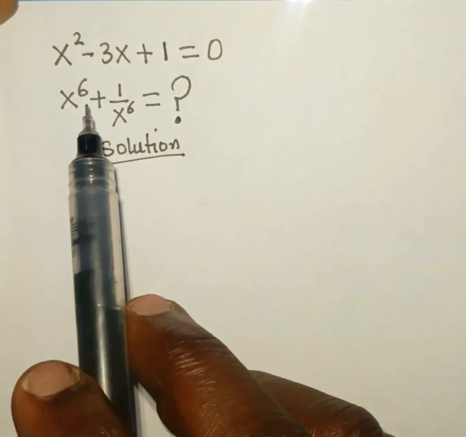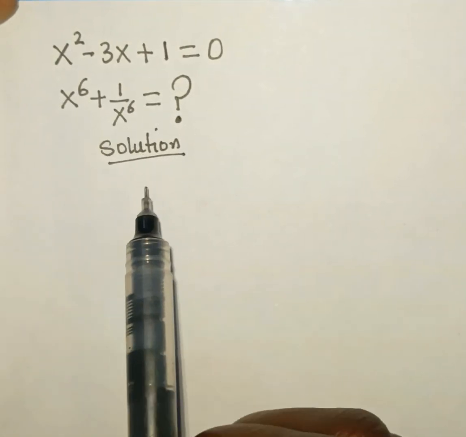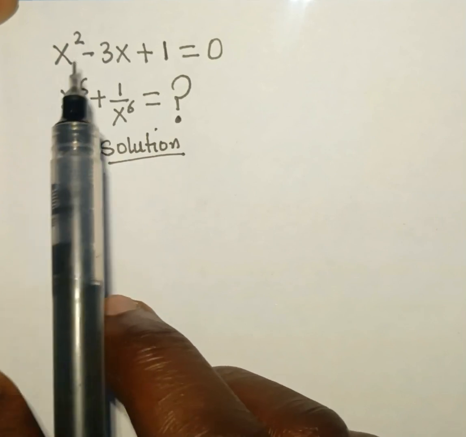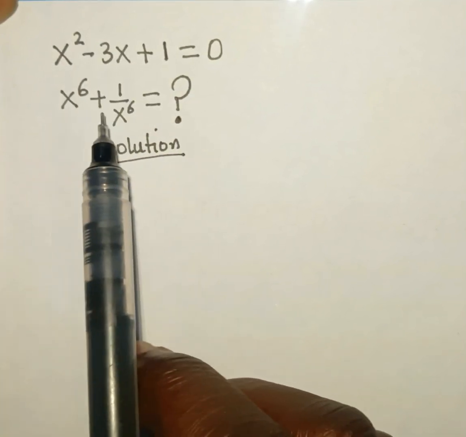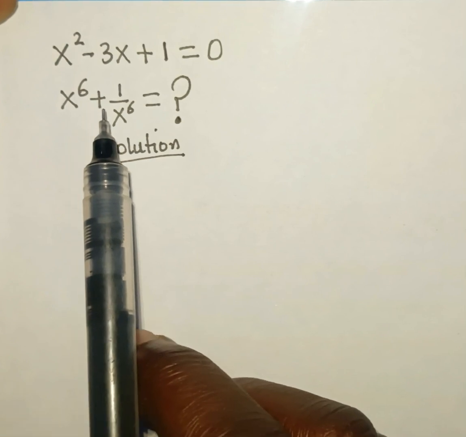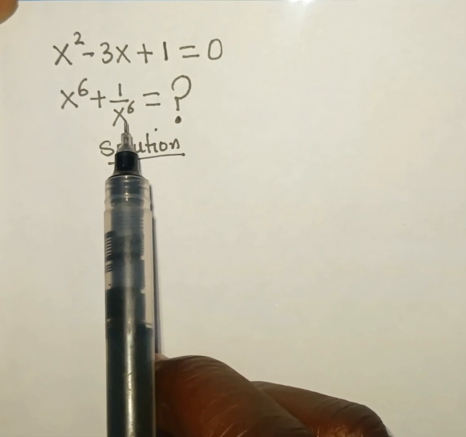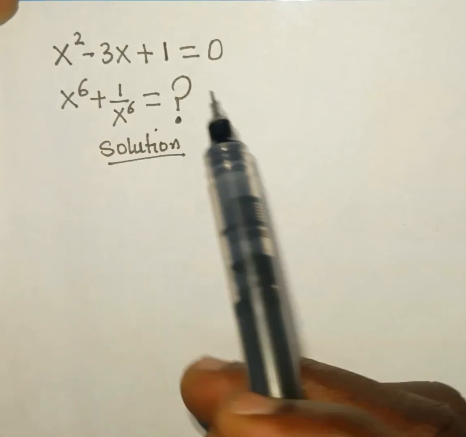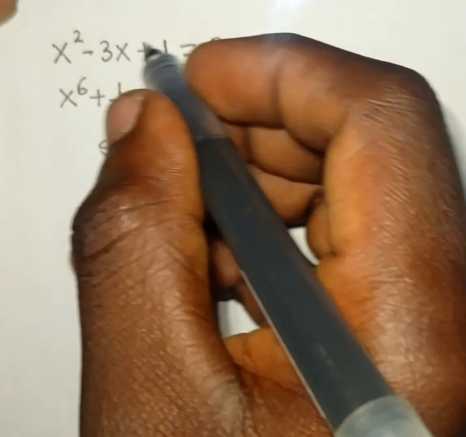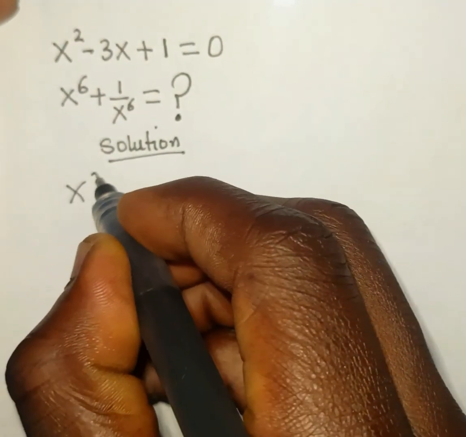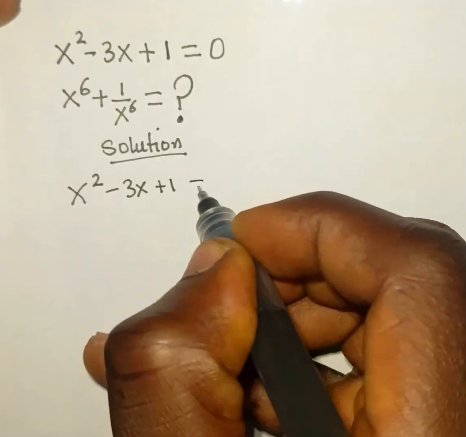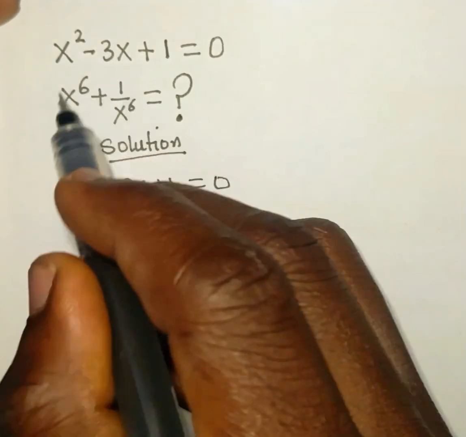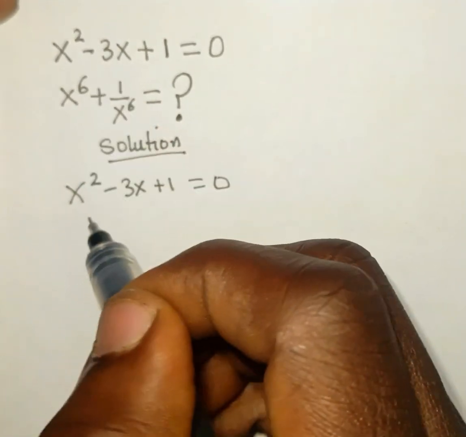We're going to provide a solution to this Olympiad math problem. We are given that x raised to the power of 2 minus 3x plus 1 is equal to 0, and we are looking for the value of (x to the power of 6 plus 1) all over x to the power of 6 from this given equation. Now, the given equation is what? x raised to the power of 2 minus 3x then plus 1, which is equal to 0. And this is the expression we are looking for from this equation.